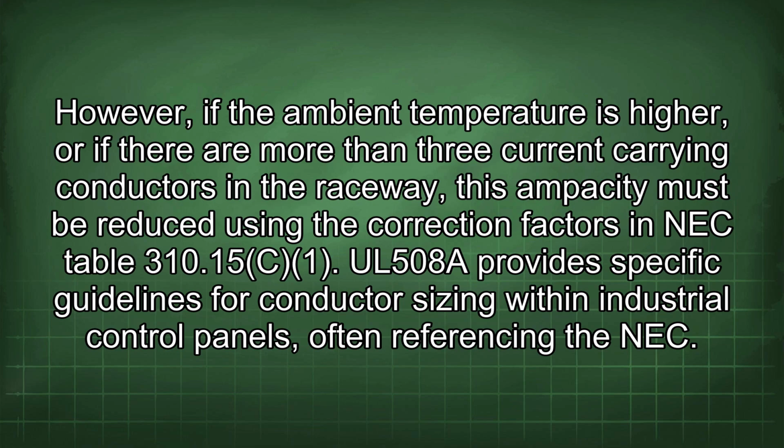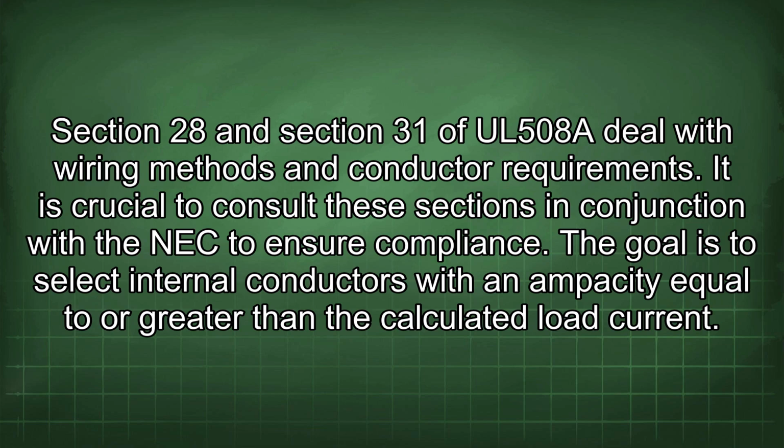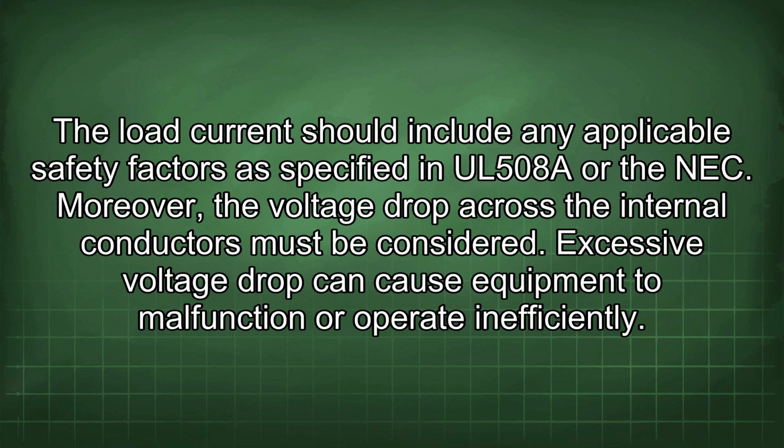UL508A provides specific guidelines for conductor sizing within industrial control panels, often referencing the NEC. Section 28 and Section 31 of UL508A deal with wiring methods and conductor requirements. It is crucial to consult these sections in conjunction with the NEC to ensure compliance. The goal is to select internal conductors with an ampacity equal to or greater than the calculated load current. The load current should include any applicable safety factors as specified in UL508A or the NEC.